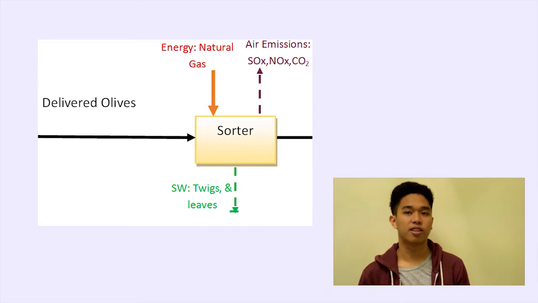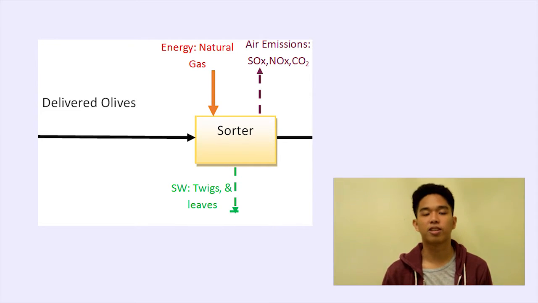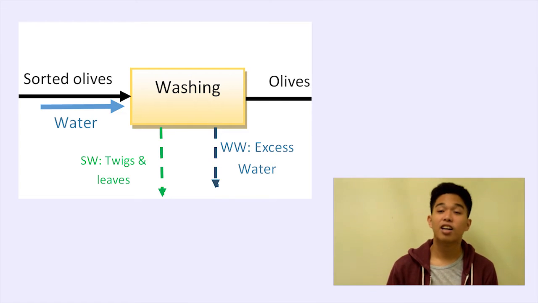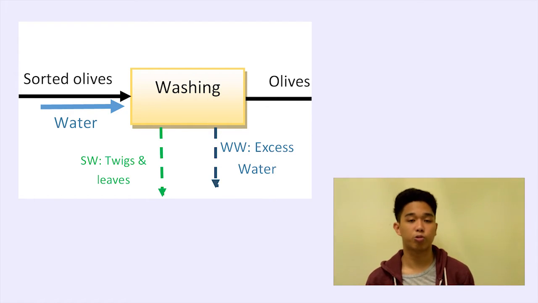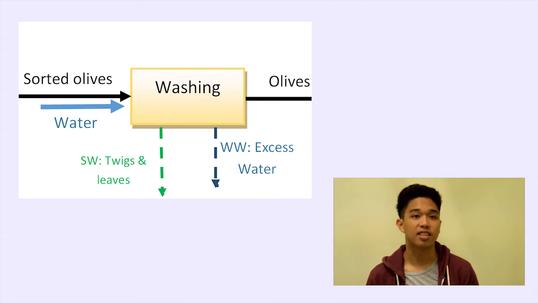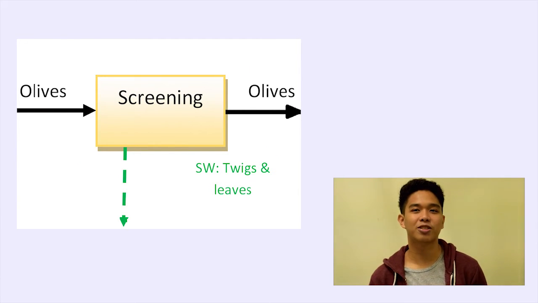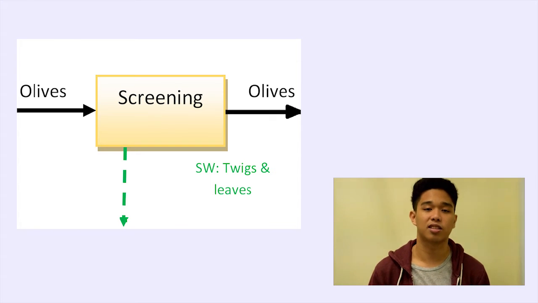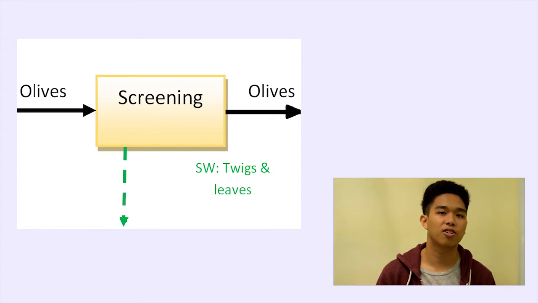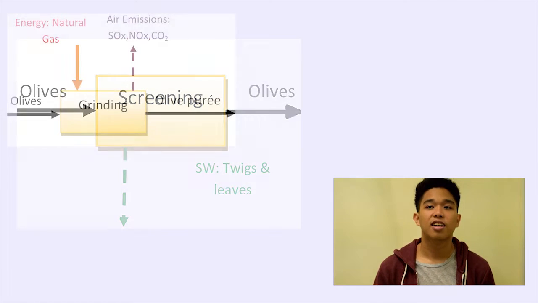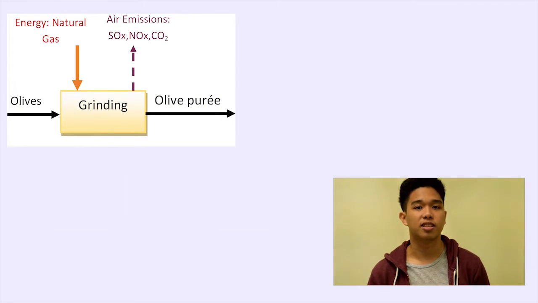In this LCA, the main energy used is natural gas. Olive fruits are delivered and passed through a sorter. The sorted fruits are then washed using water. The water used is sent to a wastewater treatment facility. Washed olives are screened. Parallel to this point, solid waste such as twigs and leaves are collected and sent to MRF. Once olives are screened, they are passed through a grinding machine.